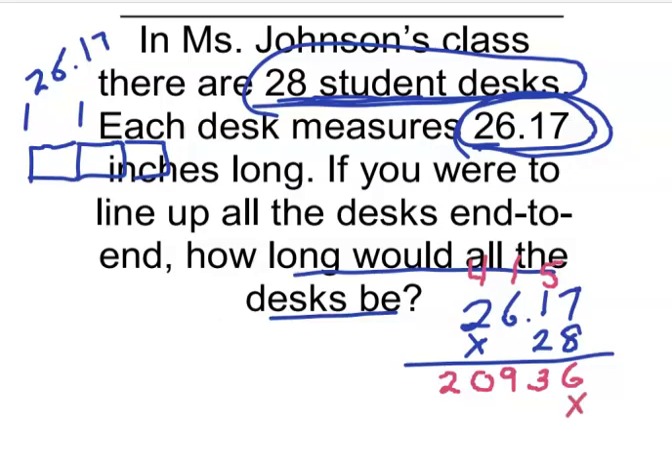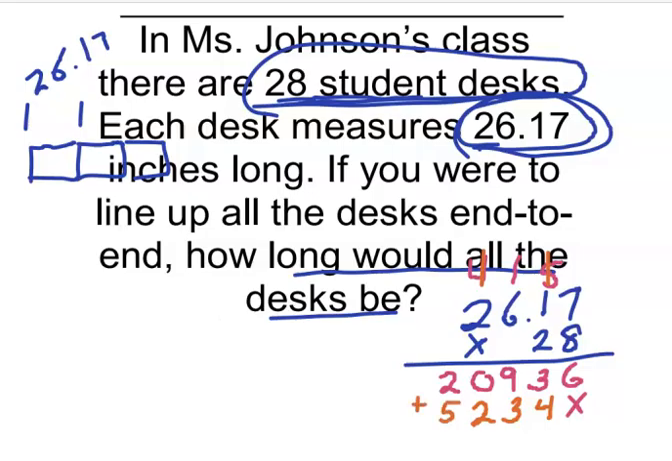Now let's look at the 2. All right, let's do orangish. All right, 7 times 2 is 14. So we have a 4 here. 2 times 1 is 2, plus 1 more is 3. 2 times 6 is 12. 1 up there. 2 times 2 is 4, plus 1 more is 5.